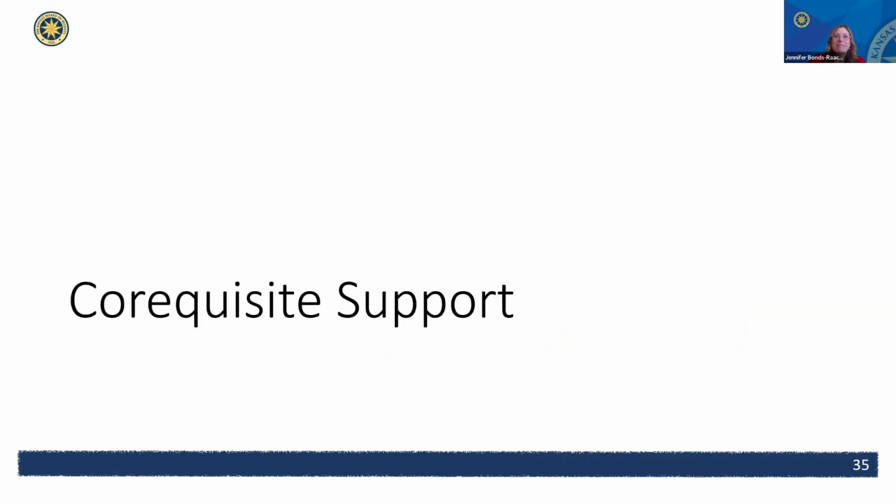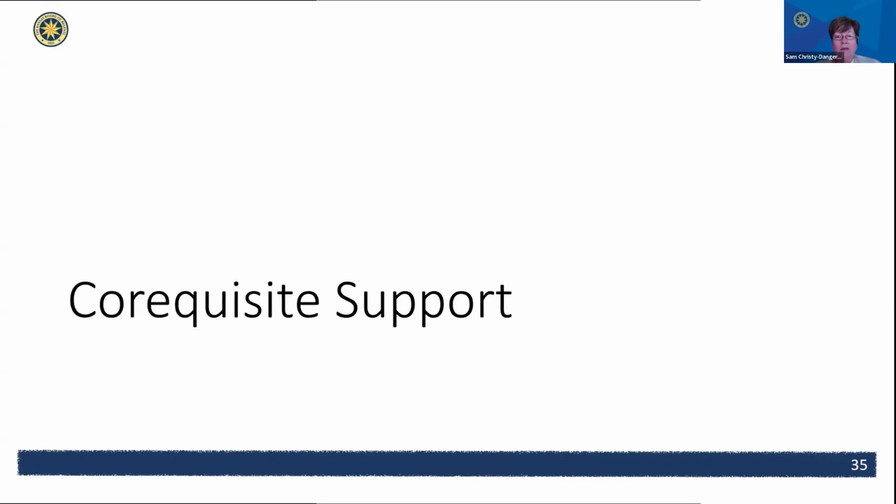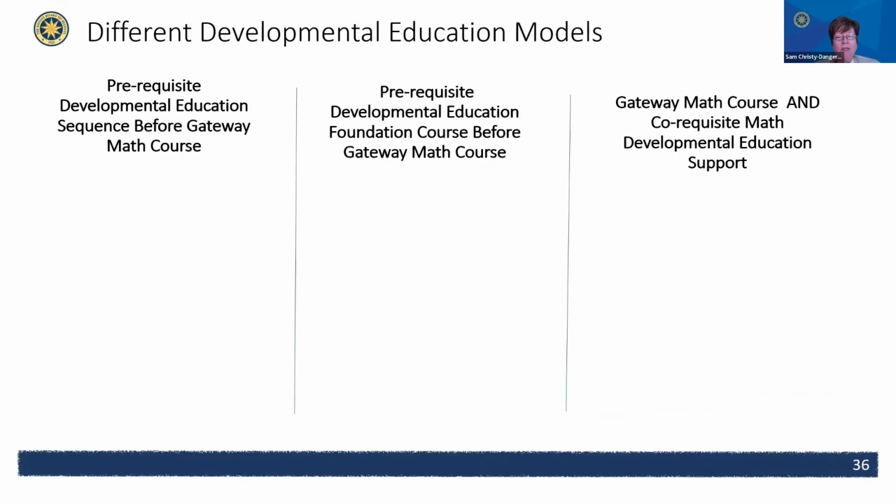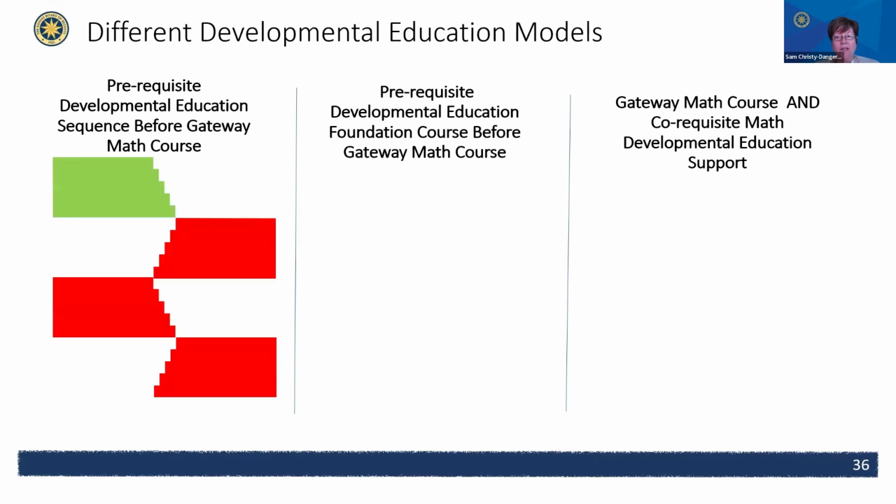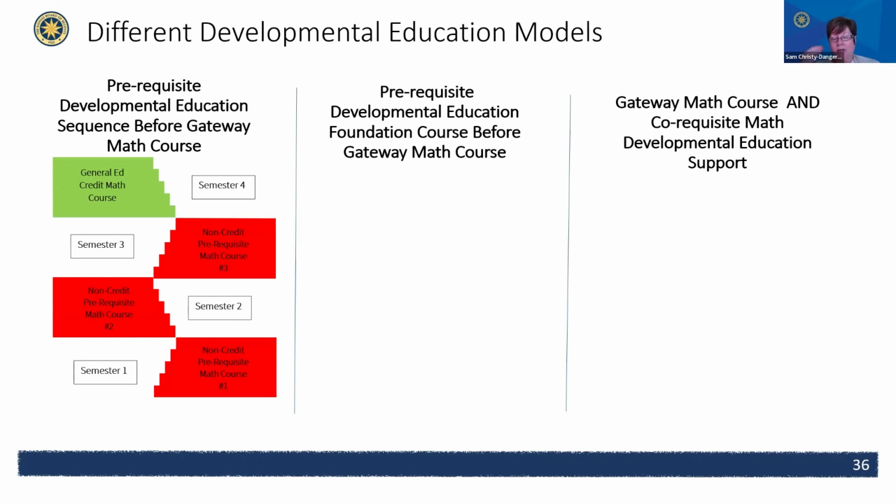Thanks, Jen. Okay, so now we're going to talk a little bit about the co-requisite support piece and what that's going to look like. So the far left section of this slide shows a prerequisite developmental education sequence before the student gets to the Gateway math course.